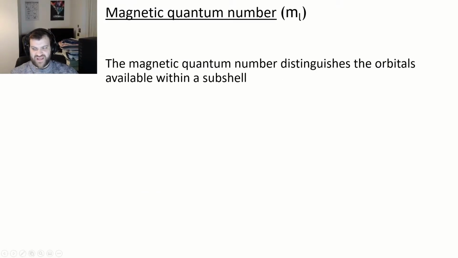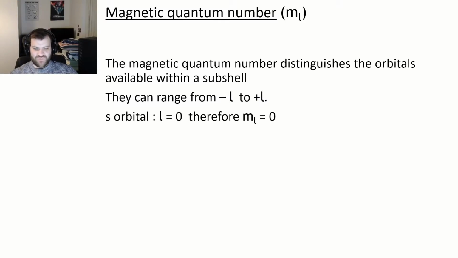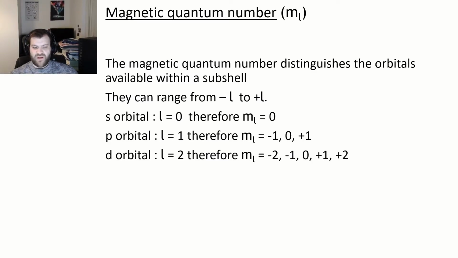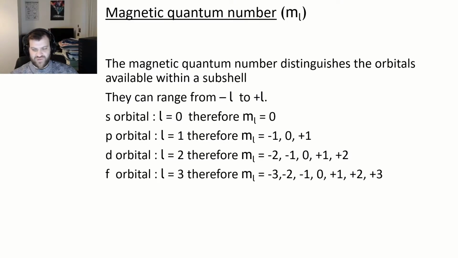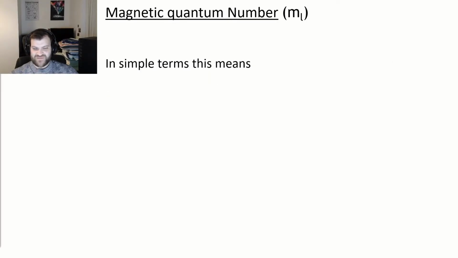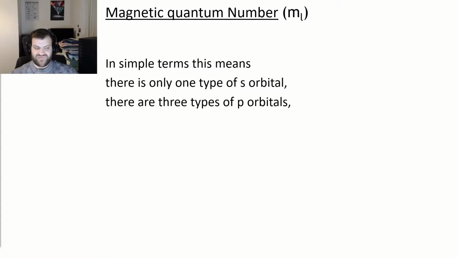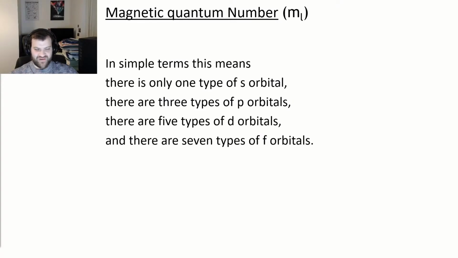The magnetic quantum number distinguishes the orbitals available within a subshell. We have a range of minus l to plus l. If we're talking about s orbitals, l equals 0, therefore we've only got one value for our magnetic quantum number. In p orbitals, we've got 3 values for ml. For d orbitals, we have 5 values for ml, and for f orbitals, there are 7 values. In simple terms, this means that there's only one type of s orbital, we have 3 types of p orbitals, there are 5 types of d orbitals, and we have 7 types of f orbitals.